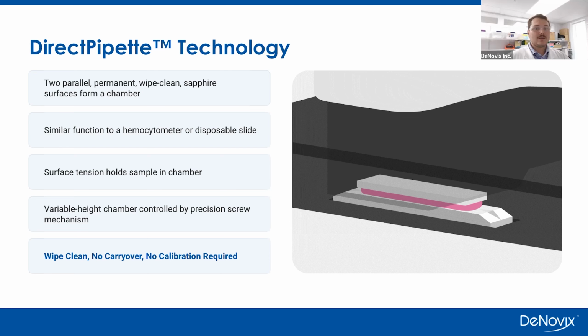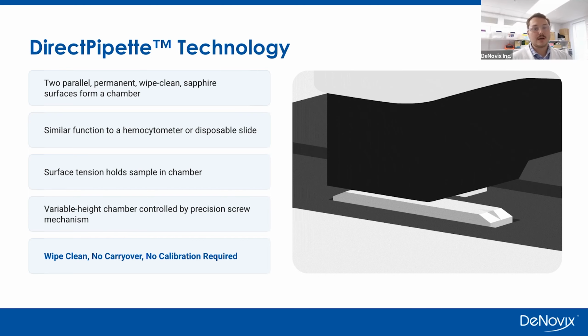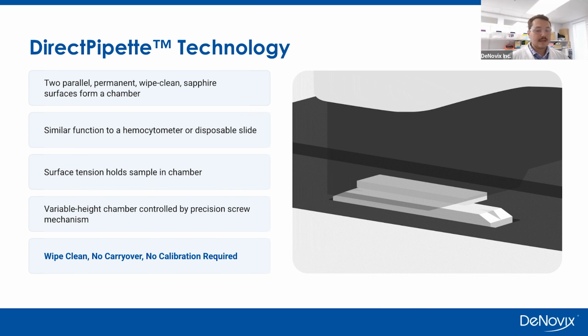So as the animation shows, once you pipette your sample between the two surfaces, surface tension holds the sample between the chamber. Now, we do have 3 chamber heights that are controlled by a precision screw, which I'll talk about next. So altogether, this technology is easy to keep clean with no sample carryover and no calibration required.